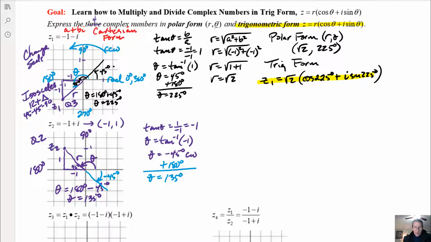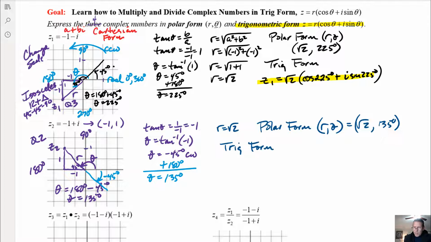Okay, now because it's the same triangle as the first one, I know the modulus is root 2. So I'm not going to do that again. So now we're almost done for this one here. Polar form, which is just r comma theta, is root 2 comma 135. Trig form, that's the one we're really interested in here. So z2 is equal to root 2 times cosine of 135 plus i times the sine of 135. Okay, so that's our next main result.